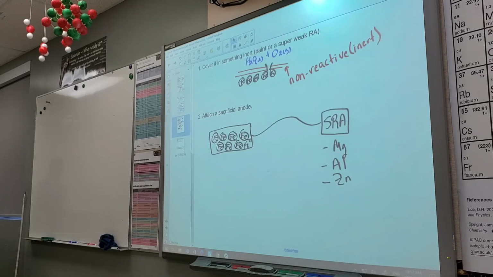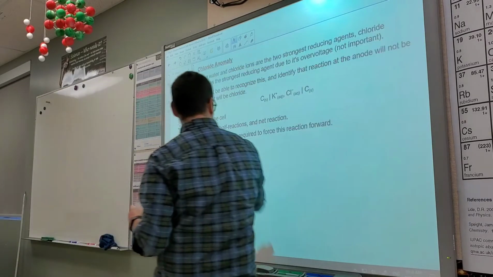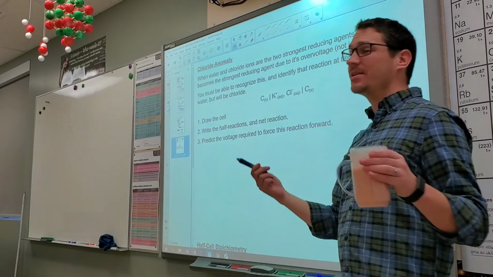So as soon as iron turns into iron 2 plus, we need something that can turn the iron 2 plus back into iron. So we need a reducing agent that's stronger than iron. So zinc, chromium, aluminum, magnesium, all sorts of stuff. There's lots of things that we could add. Okay, hopefully that makes sense.